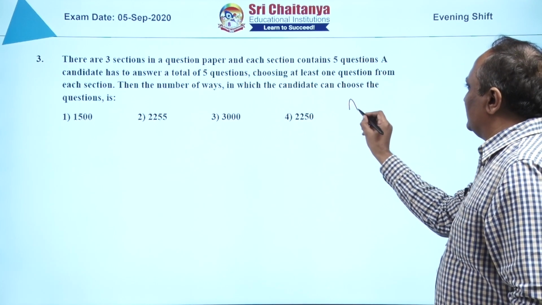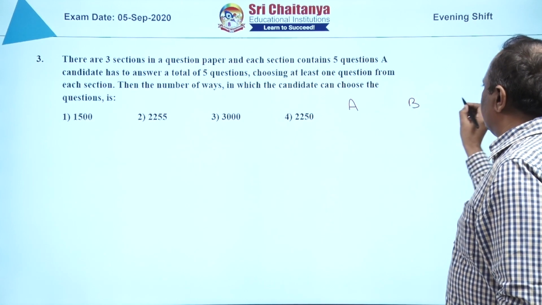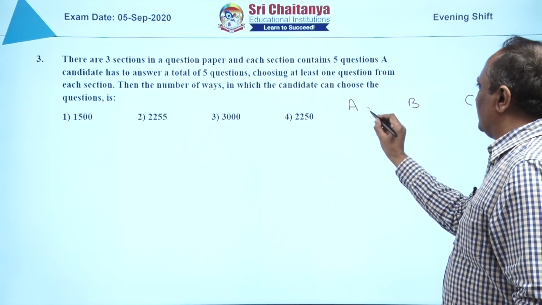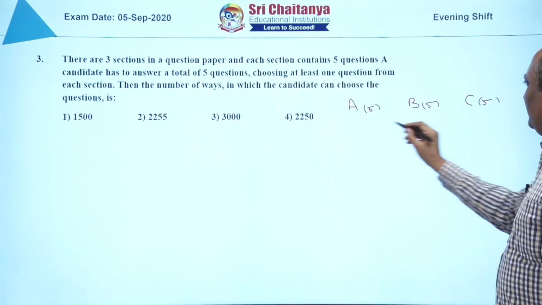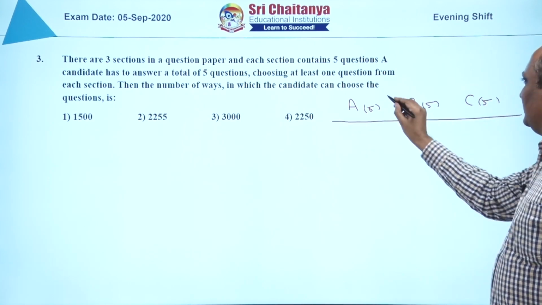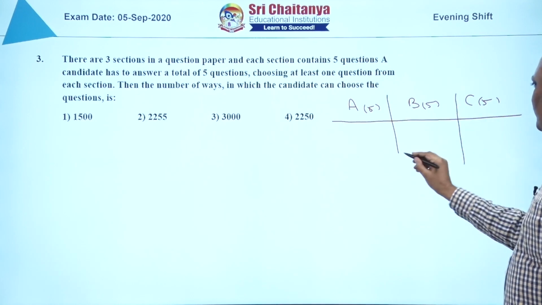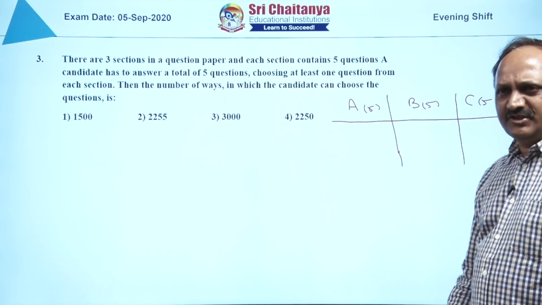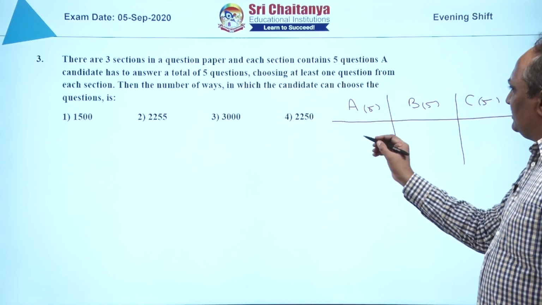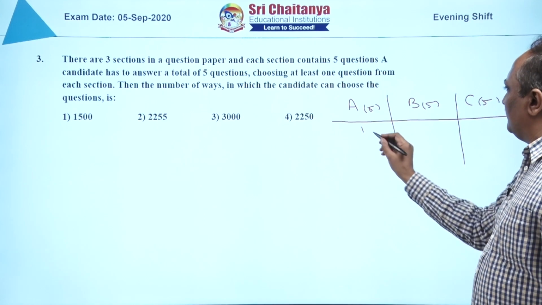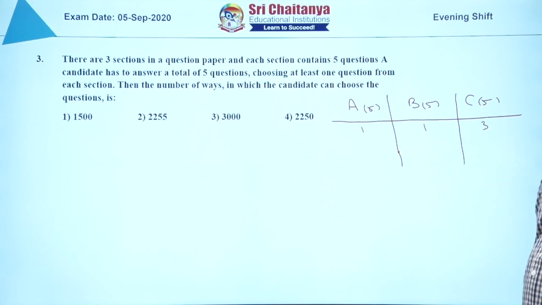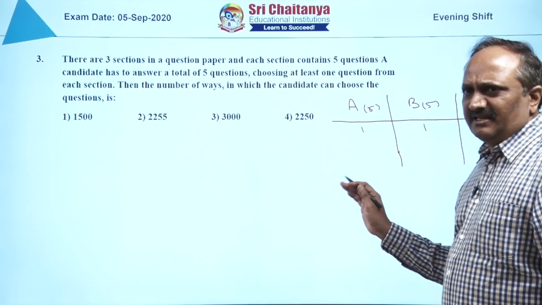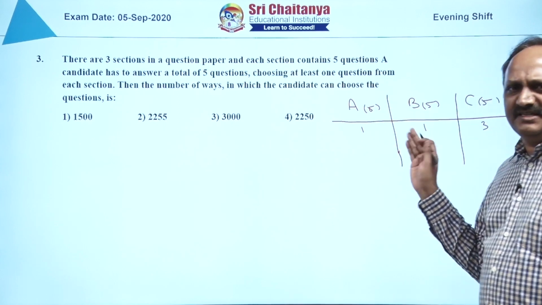So, there are 3 sections namely A, B, C. You can consider there are 5 questions in A, 5 in B, 5 in C. By taking 5 questions in each section, we can form a tabular form in which you can select each one question, meaning 1 question from A, 1 from B and 3 questions from C. That can be interchanged for A, B, C also.